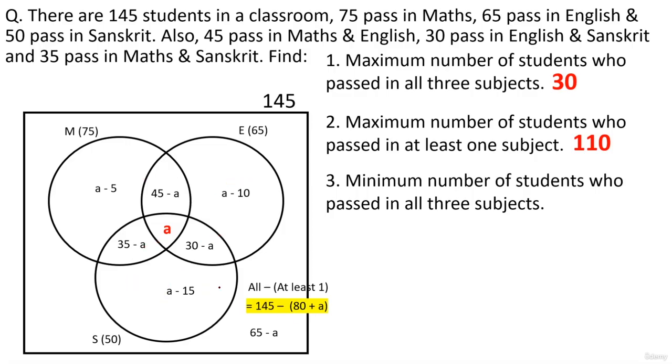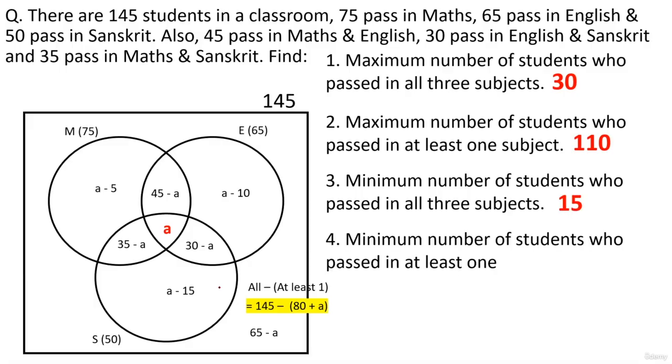So the minimum value a has to take is 15, and minimum number of students who pass in at least one, 80 plus 15, 95, as simple as that. All right, guys, so let's go on to the next question of the lot.